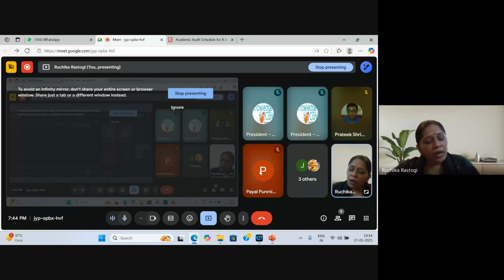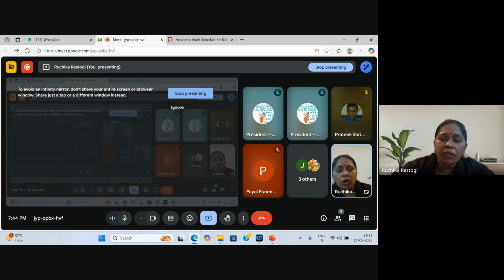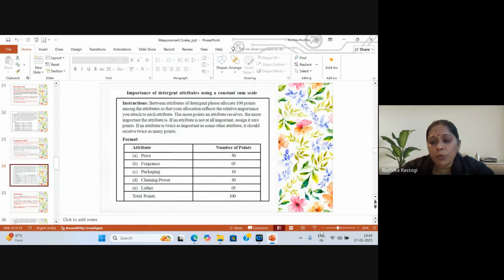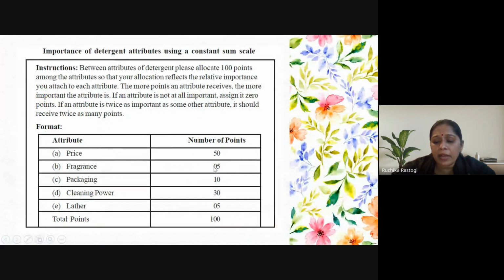Now, how can I ask the question? Should I ask this question with the help of MCQs? Should I ask this question with the help of constant sum or any kind of rating scale? That question should always be asked to yourself at least once when you are framing the question. Now I'm just about to start with the non-comparative scale. The comparative scales are done.